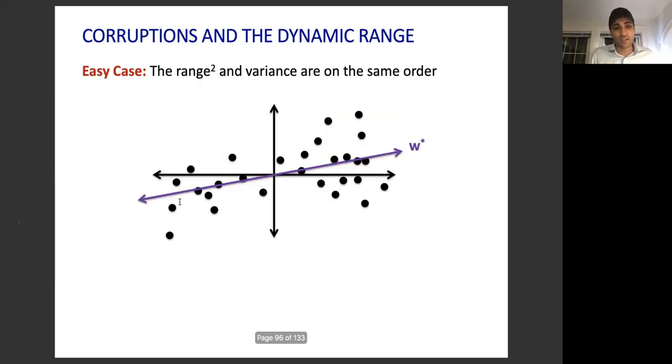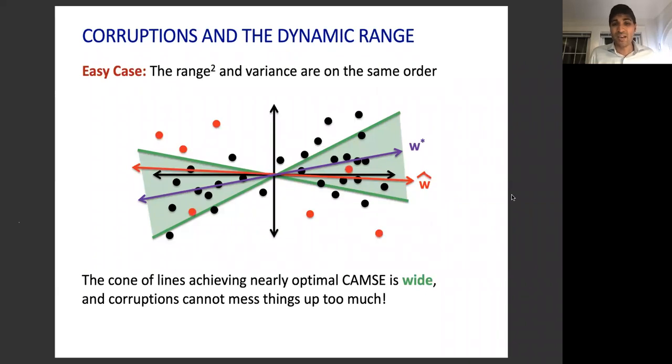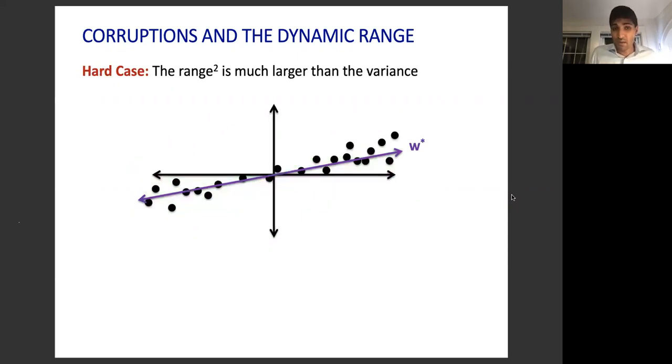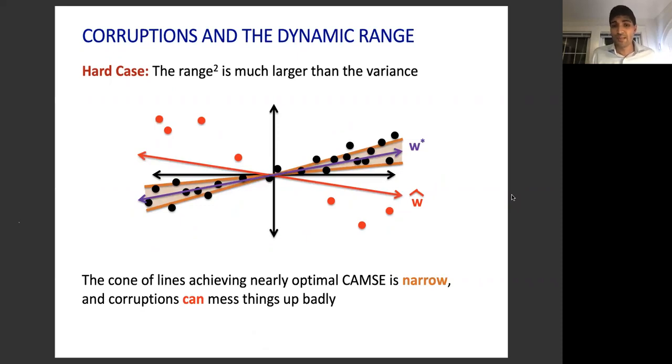So the way to think about this pictorially is, when the dynamic range and the variance are close to each other, then the cone of lines that achieve nearly optimal mean squared error, at least within constant factors, is very wide. So in fact, when you add corruptions to this, they never really pull you that far outside the cone. And that's why online gradient descent still works. The trouble is when the range is much larger than the variance, then the cone becomes very narrow. And those same types of corruptions can push you very, very far away from optimality.